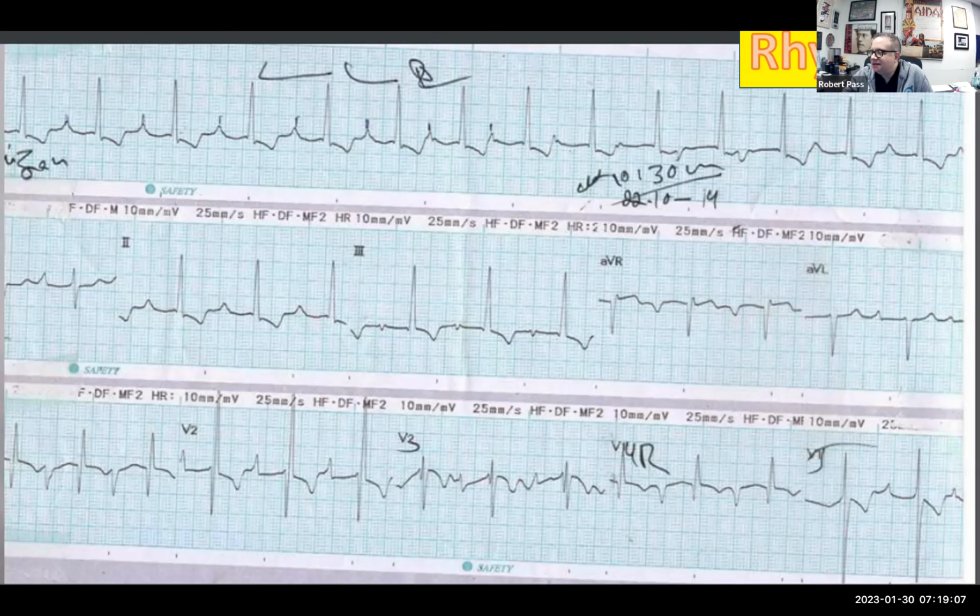This is actually not the easiest tracing to interpret. So what would you say about the PR interval in the first couple of beats? Yeah, it looks prolonged because it's over 200 milliseconds. Right. And then what's happening in the middle of the screen, like over here?